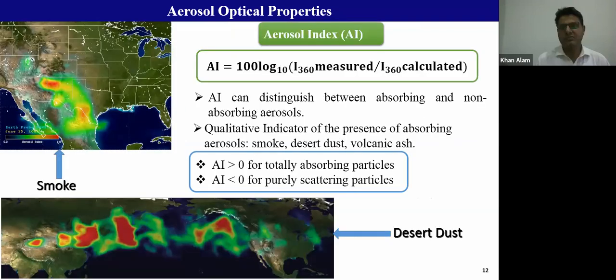Aerosol index is another important parameter that can distinguish between absorbing and non-absorbing aerosol. Mathematically, we say that if aerosol index is greater than 0, it means that there are absorbing particles in the atmosphere. However, if AI is negative or less than 0, the scattering particles are dominant.